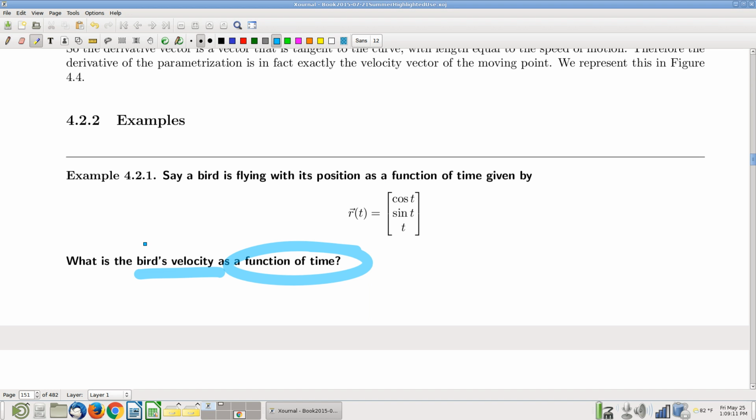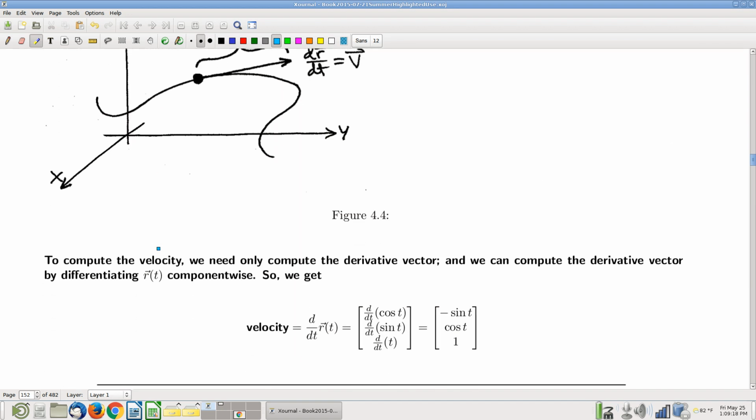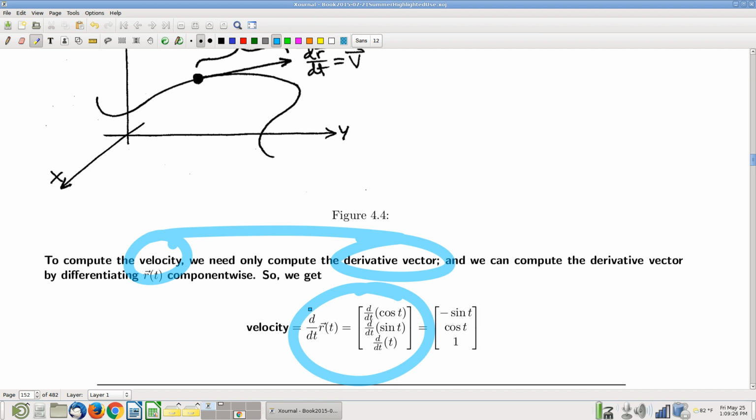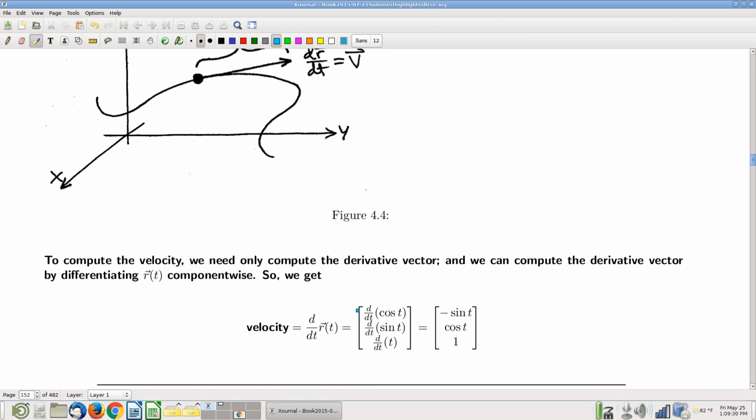Well, we now have exactly what we need to do this. Velocity is derivative. Derivatives are computed one component at a time, as discussed earlier. These individual component derivatives are Calc 1 that y'all are all experts at.